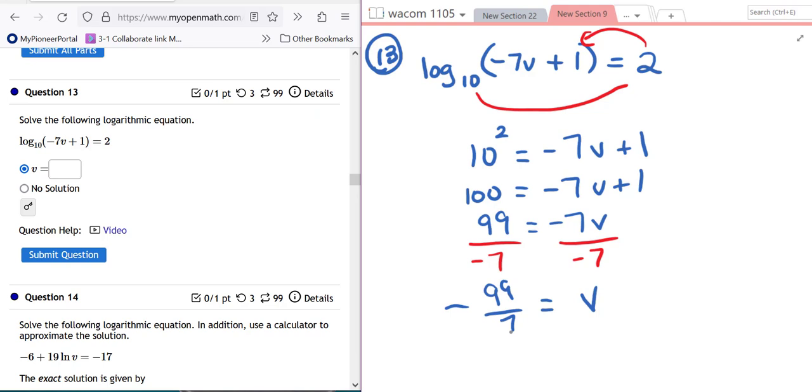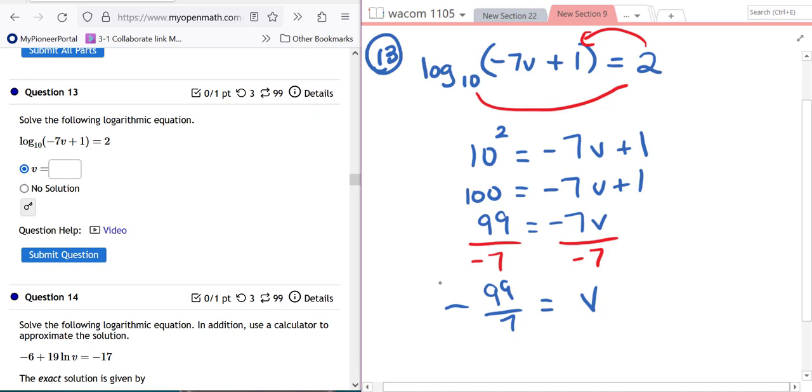Now, with the logarithm equations, you have to check every answer to make sure that your domain is okay. And remember, for the domain of a logarithm, the piece you're taking the log of has to be greater than 0. So you don't have to check through the whole thing. You just have to check that your domain is okay.